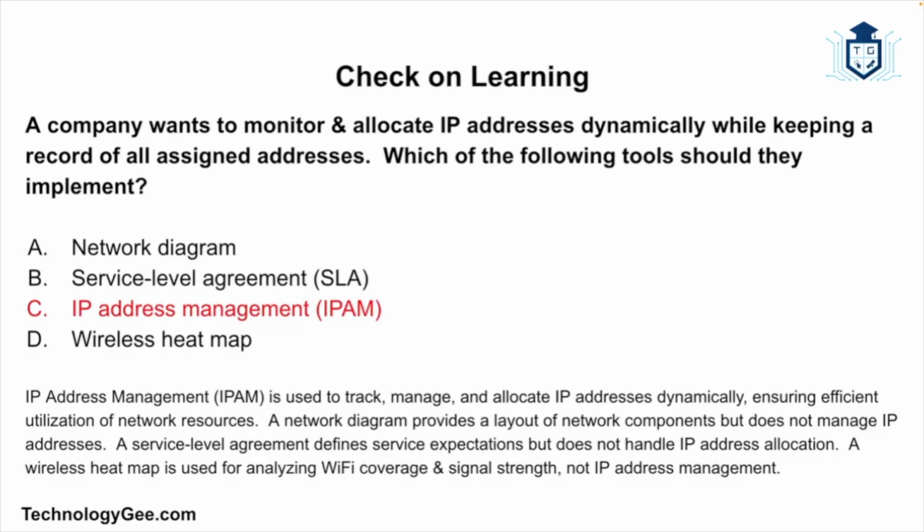IP address management is used to track, manage, and allocate IP addresses dynamically, ensuring efficient utilization of network resources. A network diagram provides a layout of network components, but does not manage IP addresses. A service level agreement defines service expectations, but does not handle IP address allocation. And a wireless heat map is used for analyzing Wi-Fi coverage and signal strength, not IP address management.